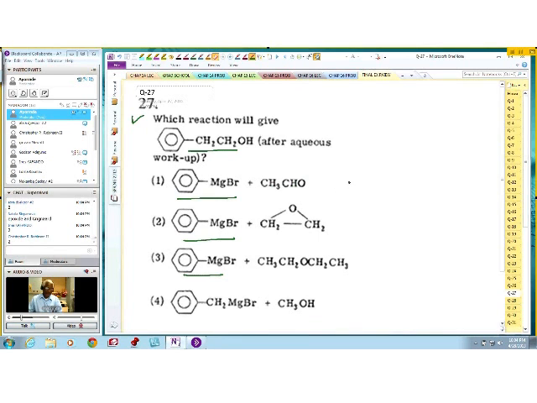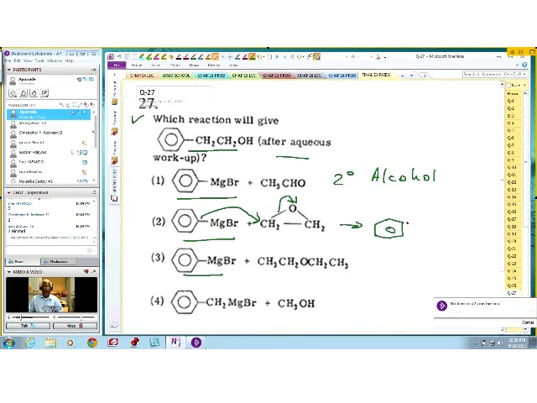We did that before. You get a secondary alcohol. So that cannot be this here, because this is a primary alcohol. So whenever you have this Grignard reacting with ethylene oxide, it will open up the epoxide, and then once you do your aqueous workup, you get this.